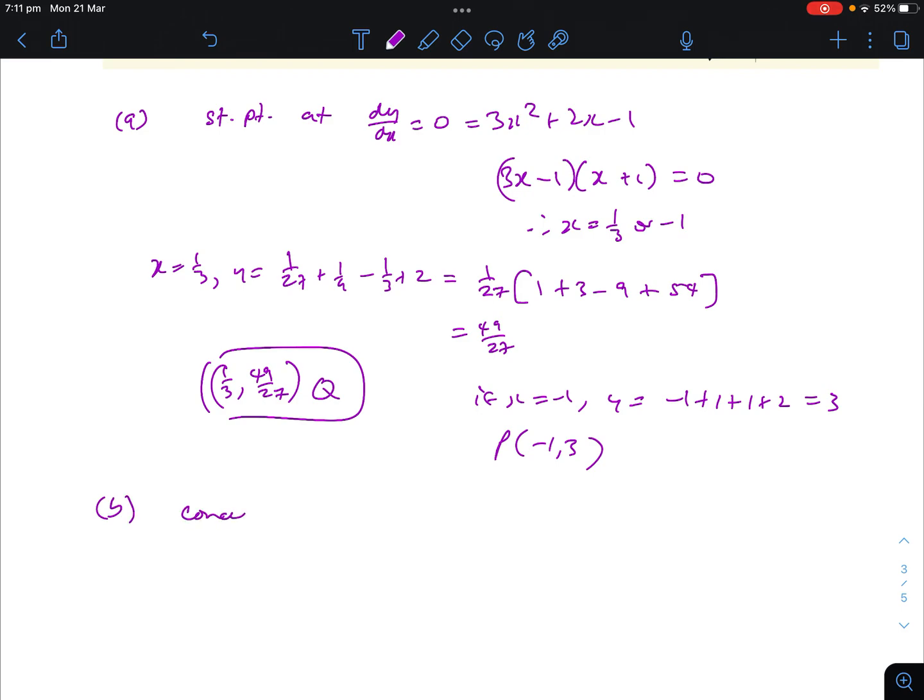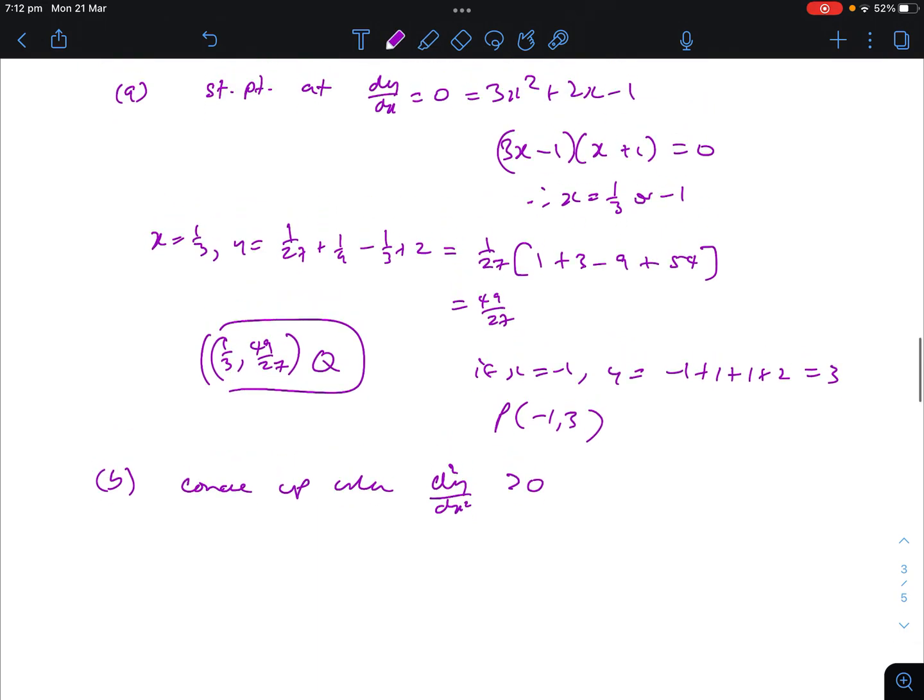Part B: concave up when d2y/dx squared is positive. It's going to be a linear equation. d2y/dx squared is 6x plus 2, which I've just differentiated. 6x plus 2 is positive, therefore x is larger than negative a third.